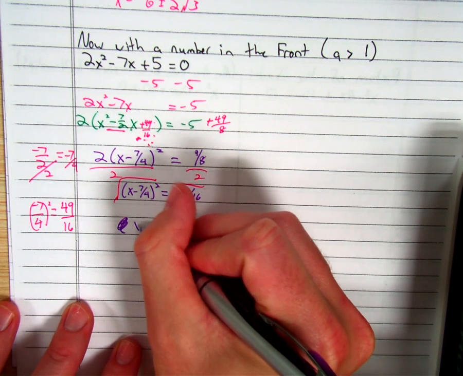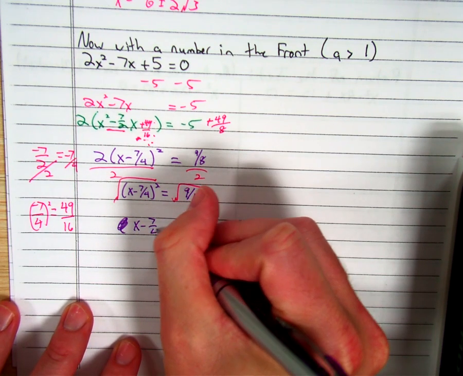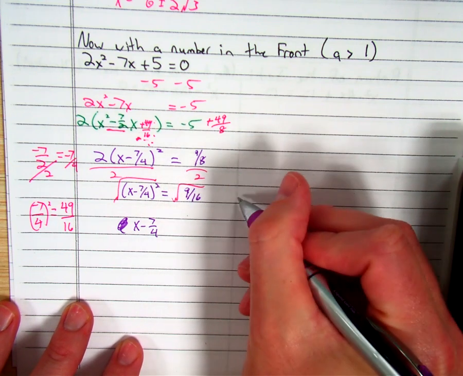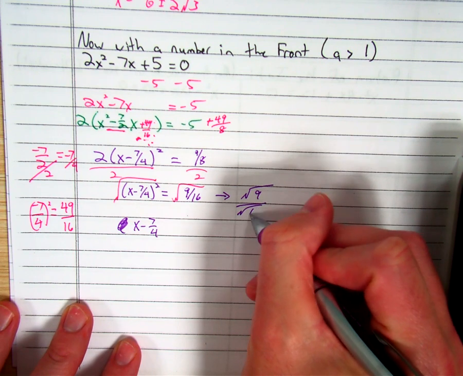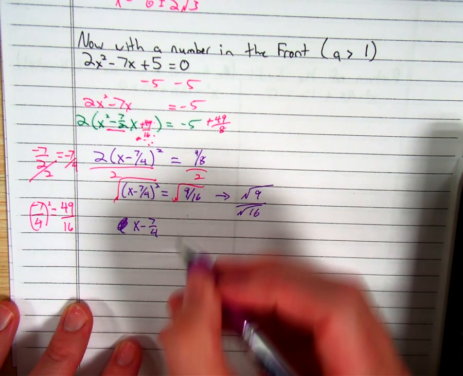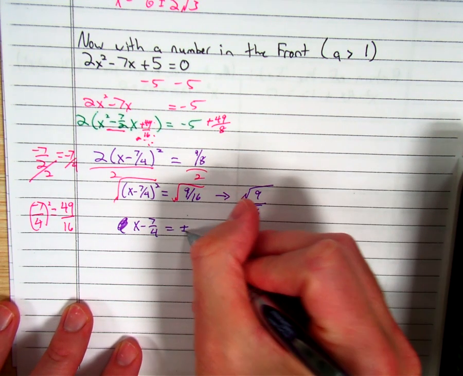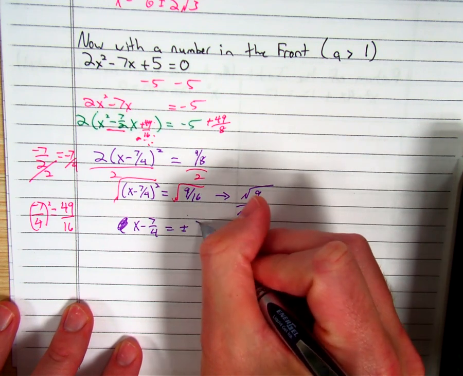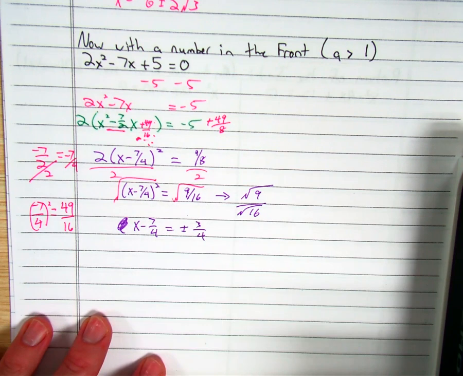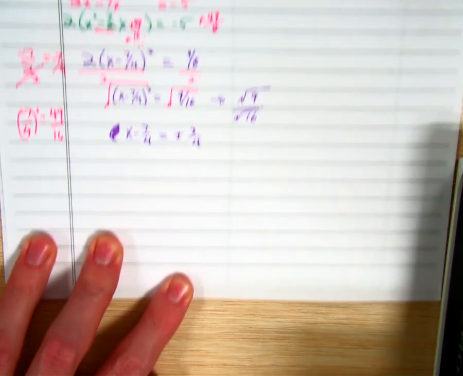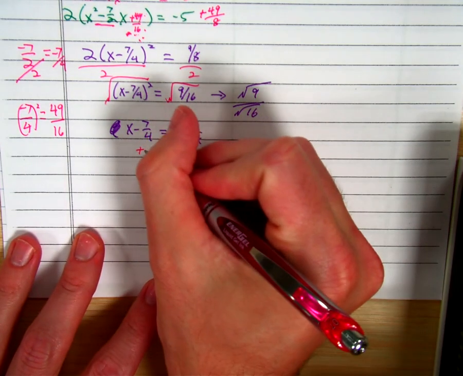I don't need parentheses anymore. And when you do the square root of a fraction, you're really doing the square root of the top and the square root of the bottom. So we're going to have plus minus 3/4, which is going to match up really nice with our 7/4. Okay, we're going to add that 7/4.